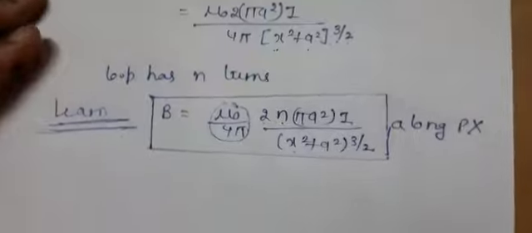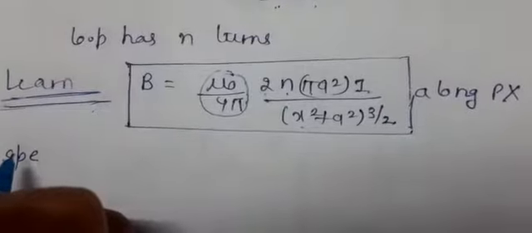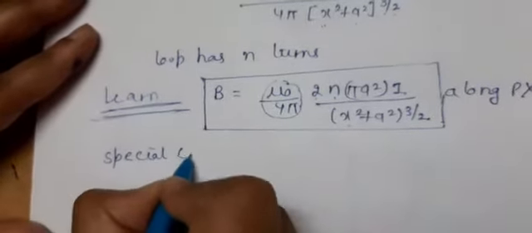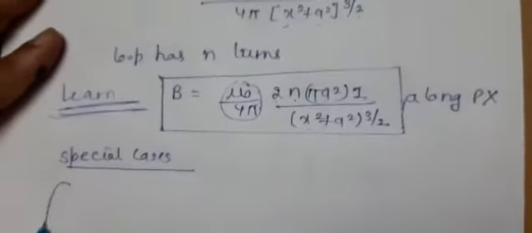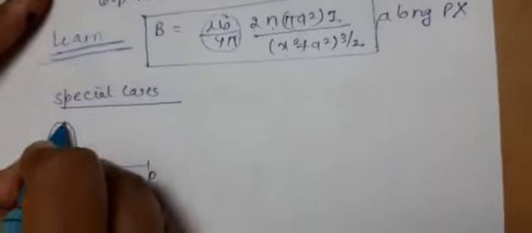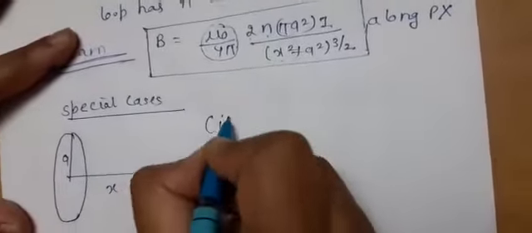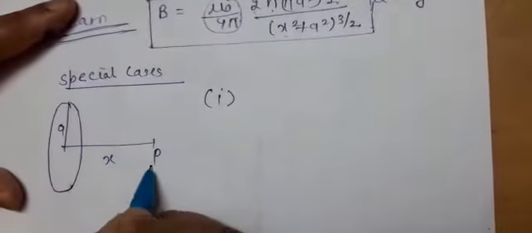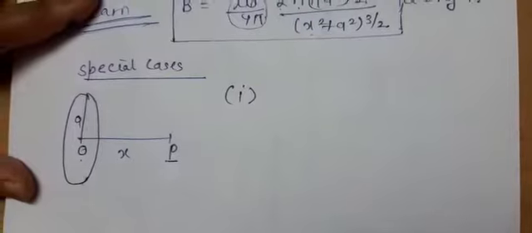Now let me discuss some of the special cases. So what are the special cases? See, we have taken a loop and point P is lying here, at distance x from the center. Now what is the first special case? When the point P is lying at the center of the circular loop.